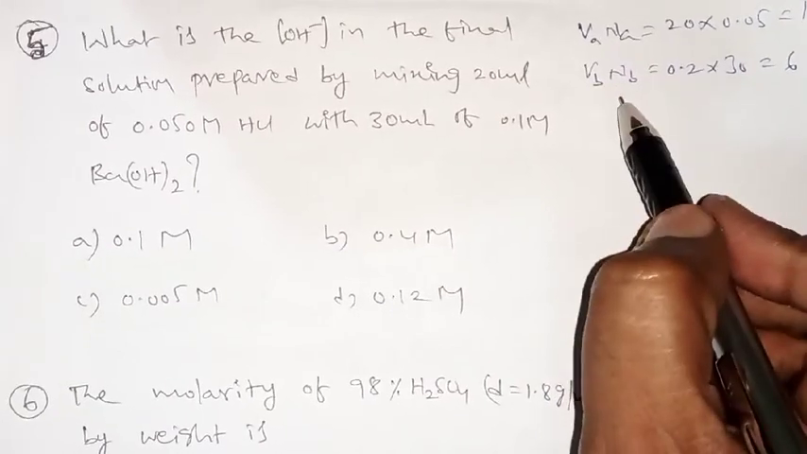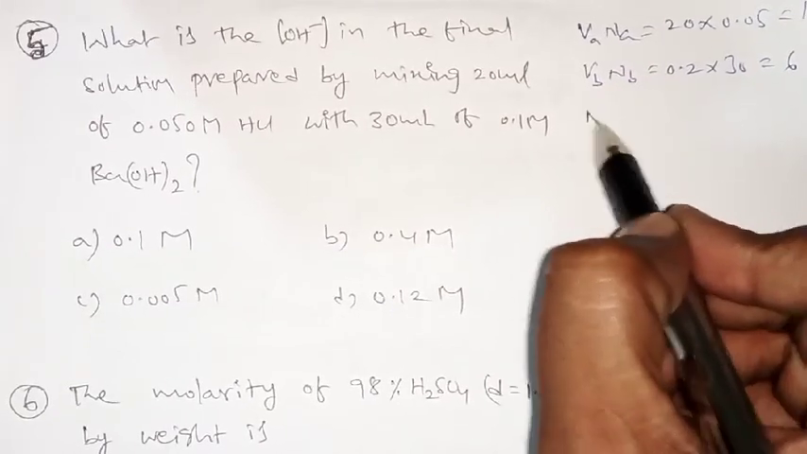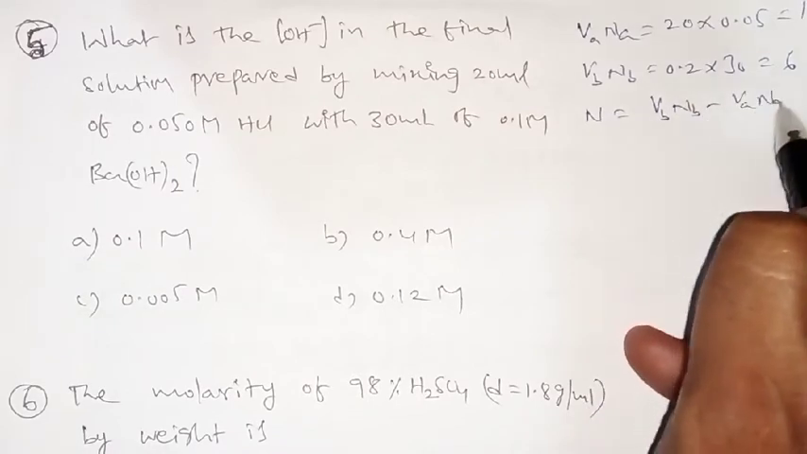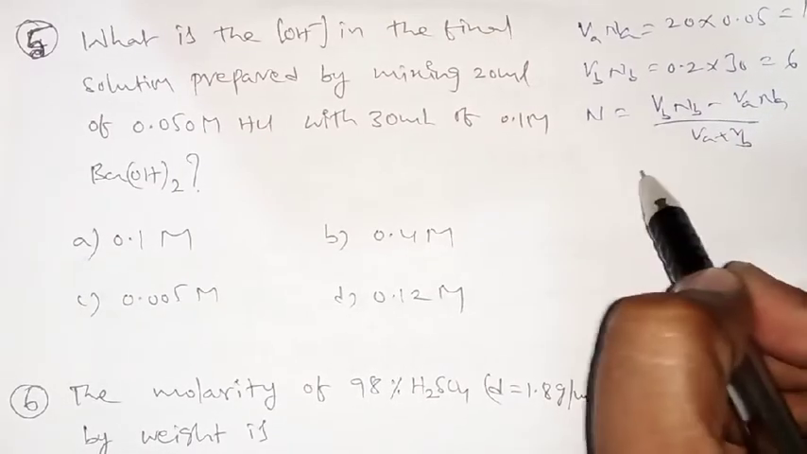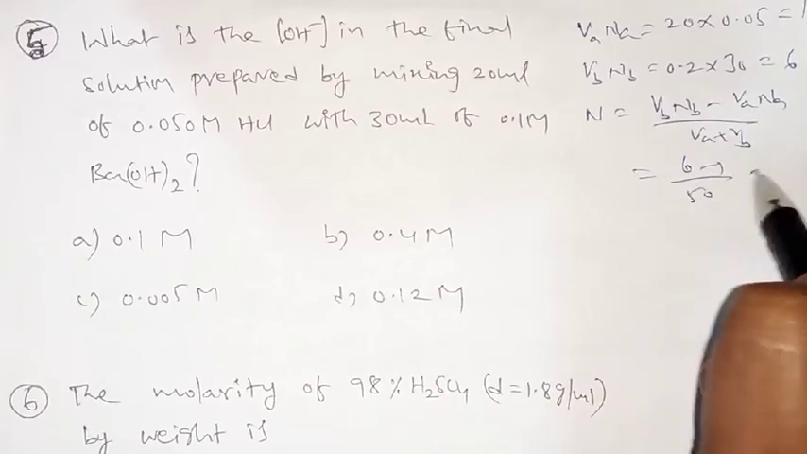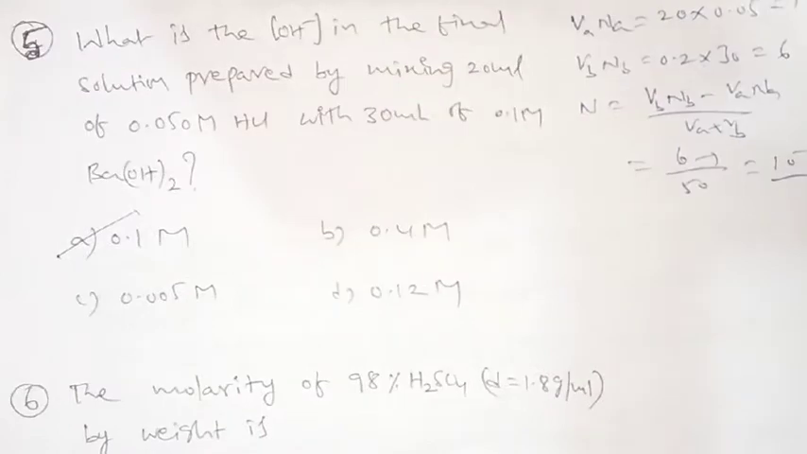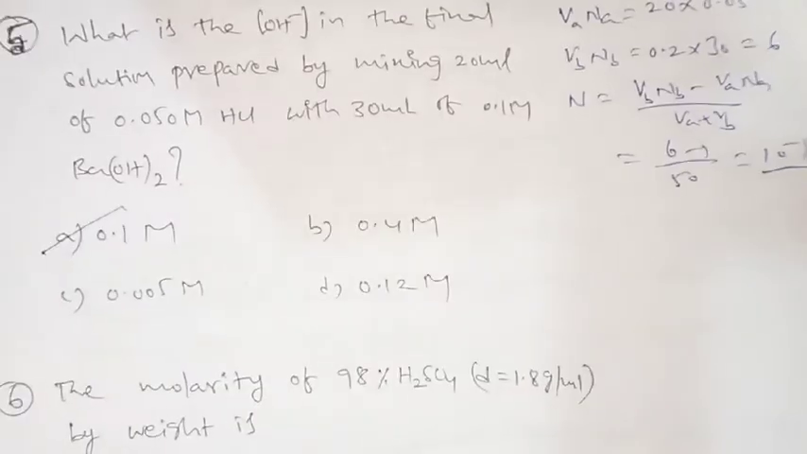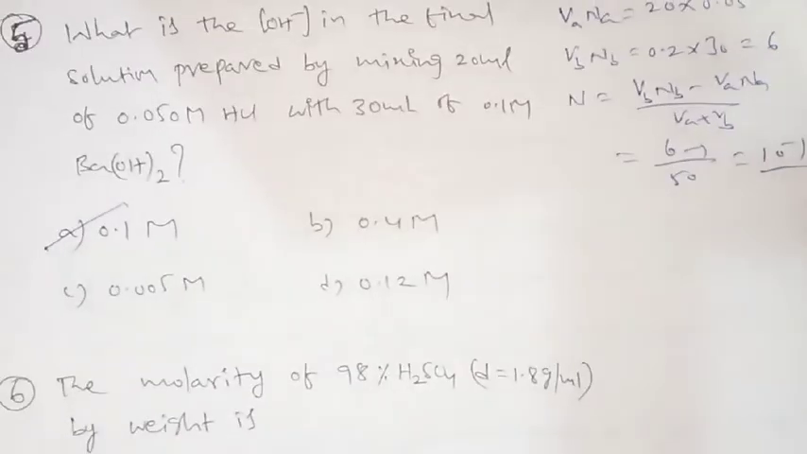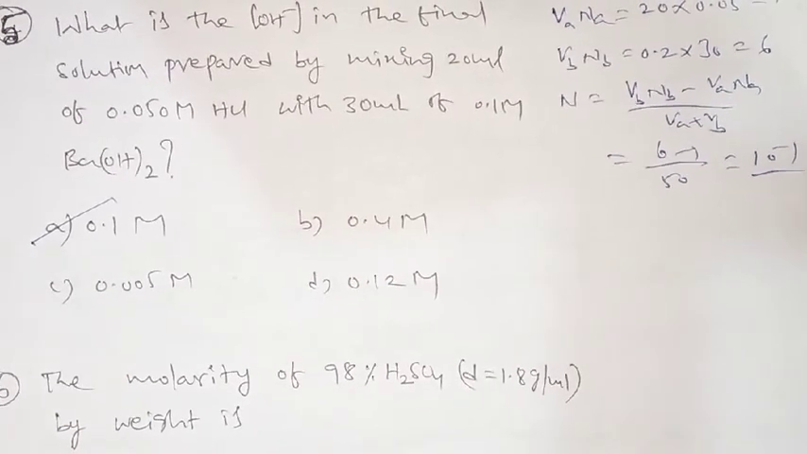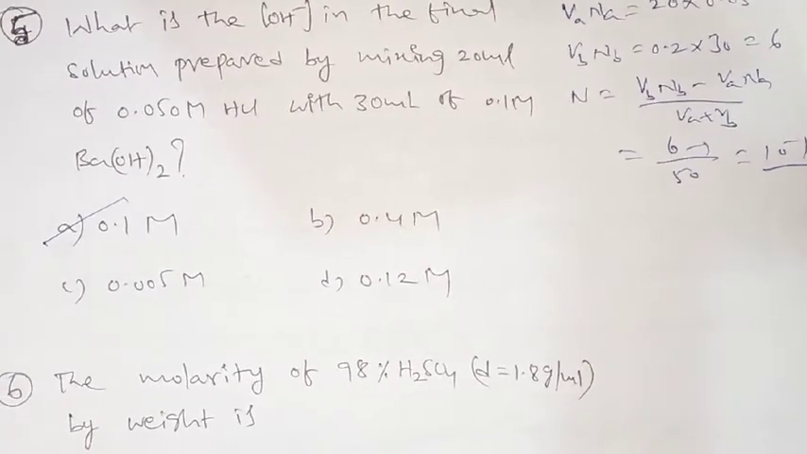Now which is dominating here? Base is dominating. Then resultant equal to VB minus VA by VA plus VB. That is why 6 minus 1 by 50. What will we get here? 10 power minus 1, that means 0.1. Is it clear? So sometimes they will ask the value, sometimes they will ask whether it is acidic or basic or neutral. So this is a very important model. I hope you understood. Now look at the next question.